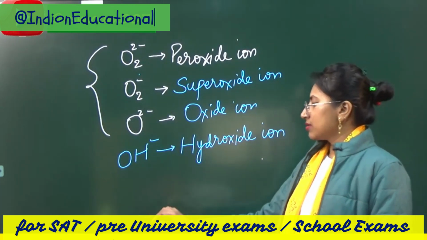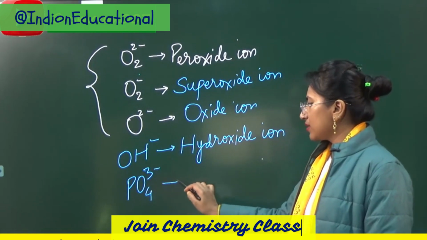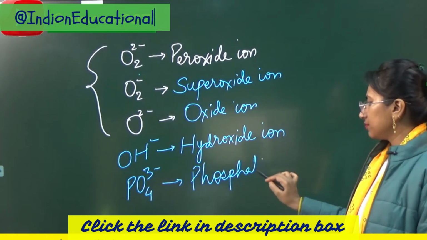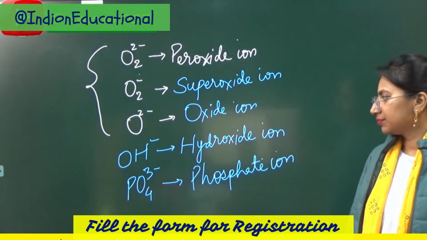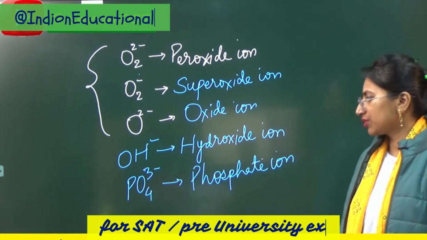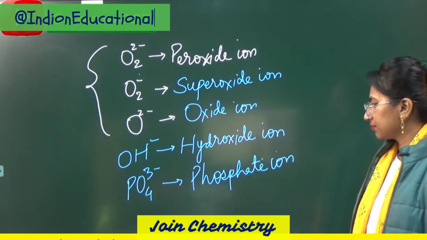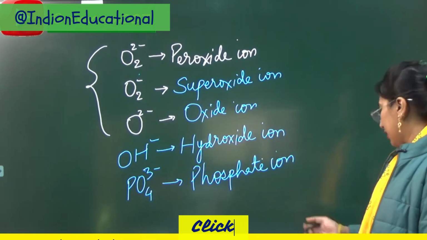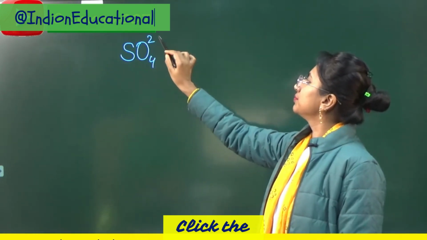Similarly, there are some more ions. PO4 3 minus, phosphate ion. From the acid, we can remove the H plus and we can get this ion, PO4 3 minus, phosphate ion. And there are some more ions like SO4 2 minus.